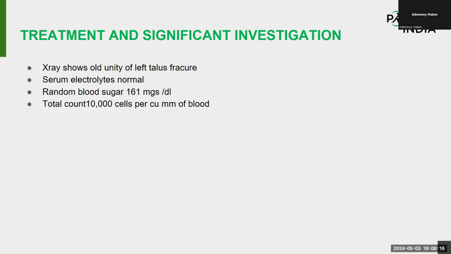Move on to the treatment and significant investigations. On the admission, on the first fall, X-ray shows malunion of the left talus fracture, and the blood investigations, electrolytes are normal, and random blood sugar level 161 mg per dl, and total count 10,000 per cubic millimeter of blood.